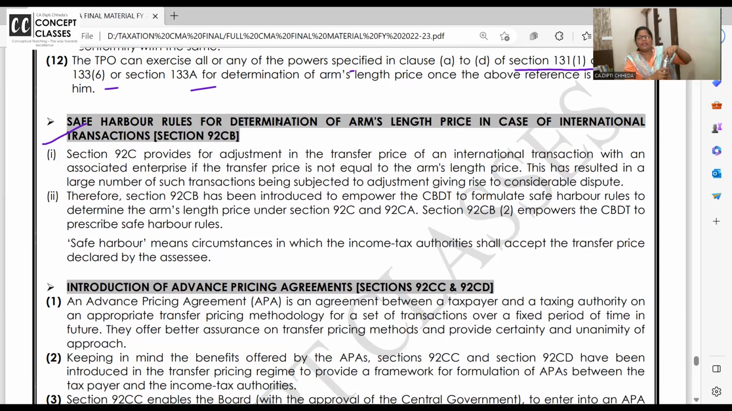Some important running notes about APA, Advanced Pricing Agreement. I'll make you write.